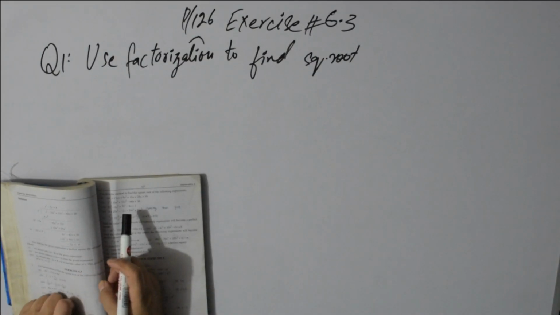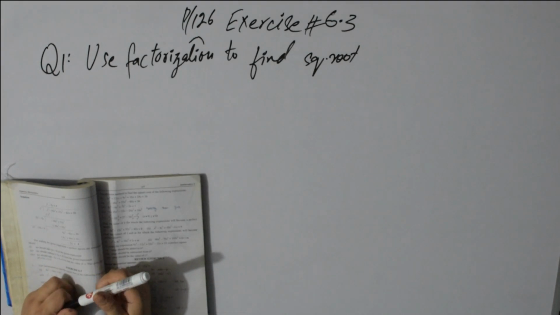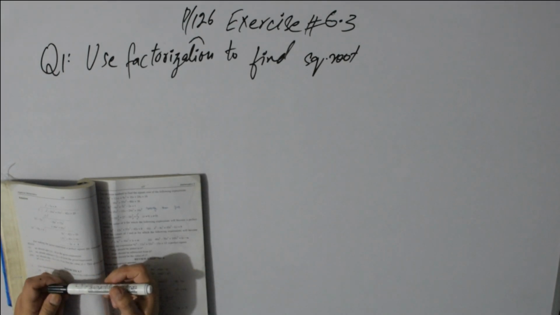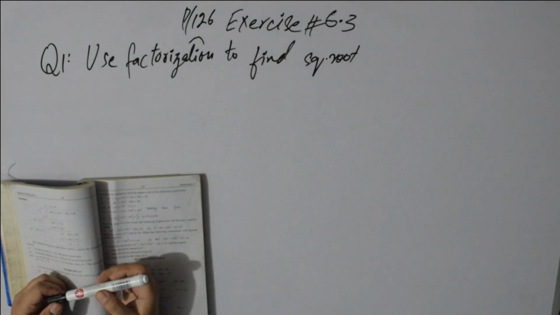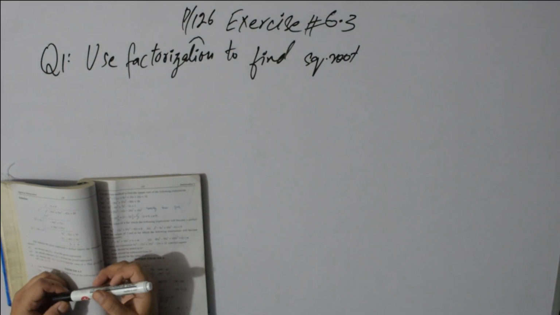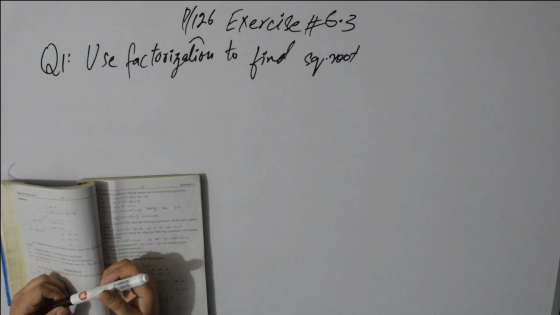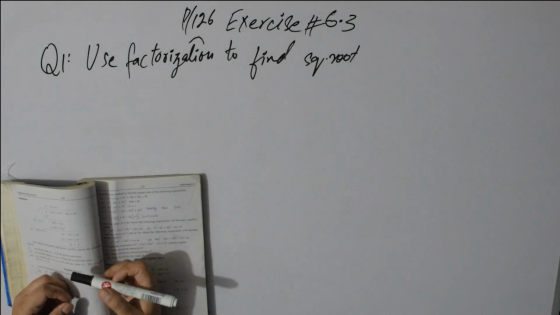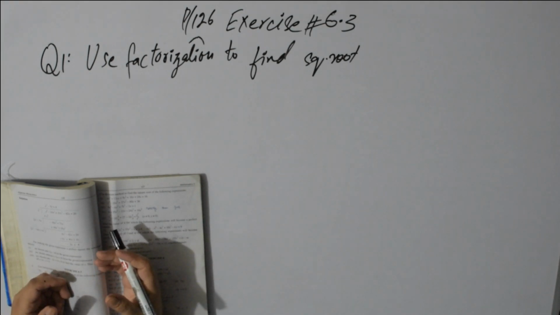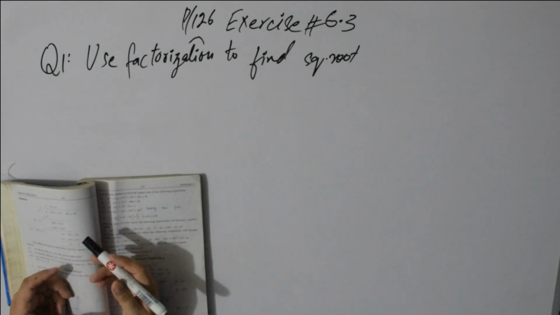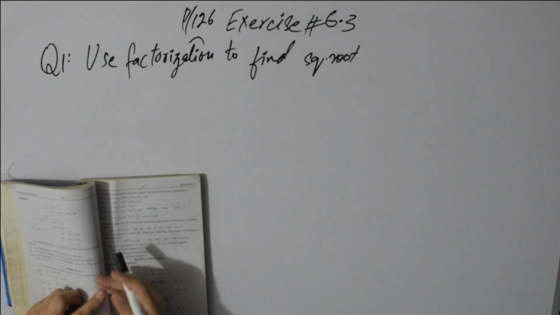In exercise 6.3 they explain how to find square root. You can find square root by two methods. Number one, by factorization, and number two, by division method. As you have done in HCF, you already found HCF by two methods, factorization and division method. Same is the case with square root.